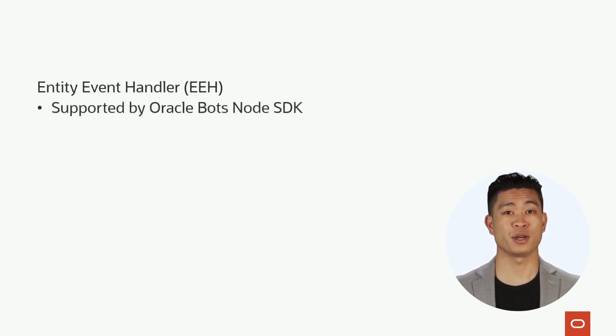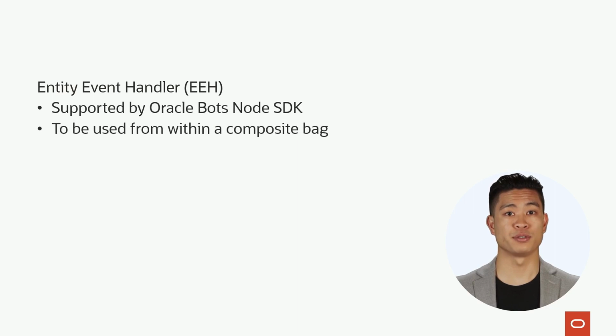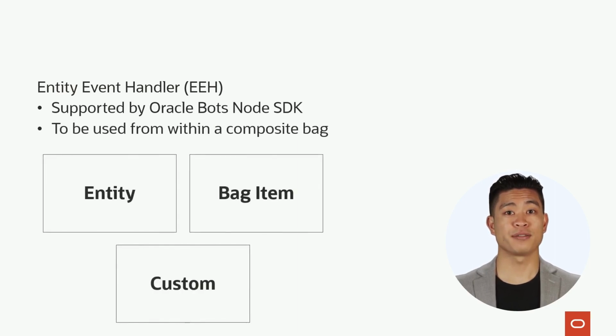Entity event handlers are a programmatic and event-driven approach to resolving composite bag entities. They are supported by the Oracle Bots Node SDK and can only be used from within the resolution of composite bags. They allow us to create functions for events. We can create them at the entity or bag item level and also for custom ones as well. We have several events, like validate or publish prompt message, for which we can create code that will be executed whenever those events occur at runtime.